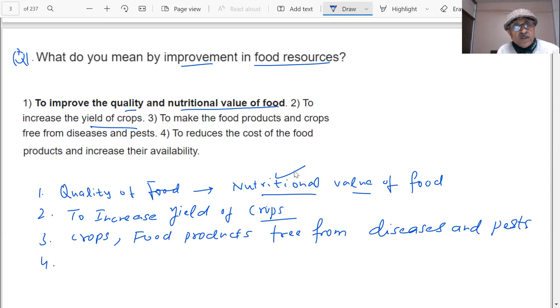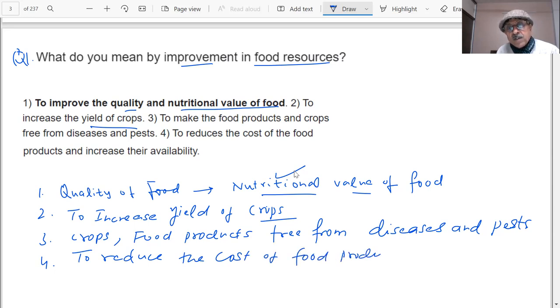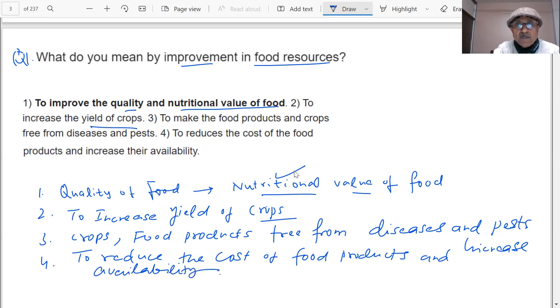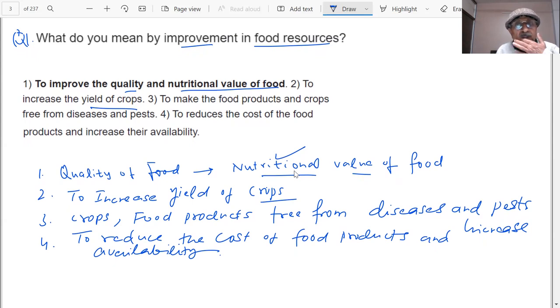Fourth, to reduce the cost of the food products and increase availability. To reduce the cost of the food products and increase availability.